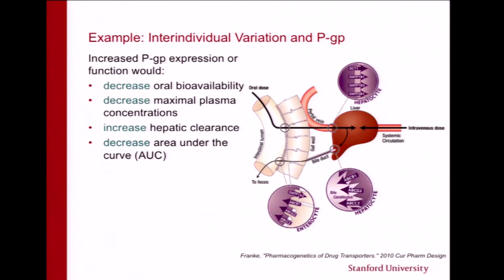So, because the PGP moves things from inside intestinal epithelial cells back into the intestine, we would have decreased oral availability, and as a result, would have decreased maximal plasma concentrations because not as much of any substrate enters the bloodstream. We would have increased hepatic clearance because anything that's metabolized or is in the liver will be moved into the bile more quickly. And as a result of having less absorption and more excretion, we will have decreased AUC and decreased systemic exposure.